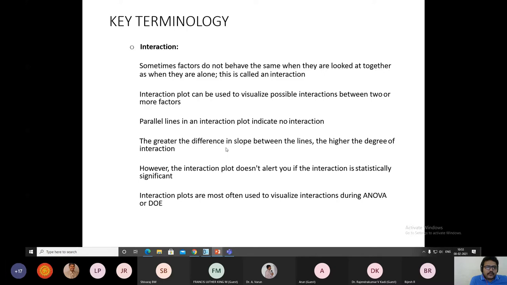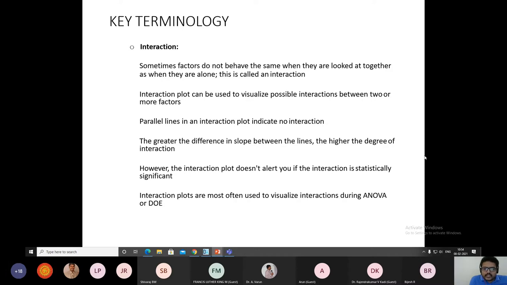The greater the difference in slope between the lines, the higher the degree of interaction. So by seeing the plots itself, you can see the effect of interaction, right? In various journal papers, you will see these interaction plots when they have applied DOE. So if you observe parallel lines, you assume that the factors are not having any interaction. And if you observe the slopes between the lines, then you assume that there is a high degree of interaction.